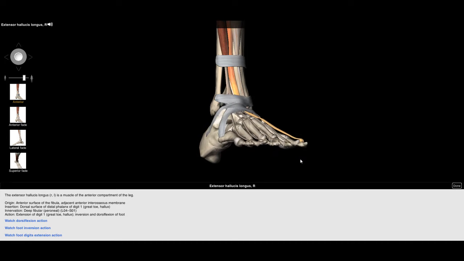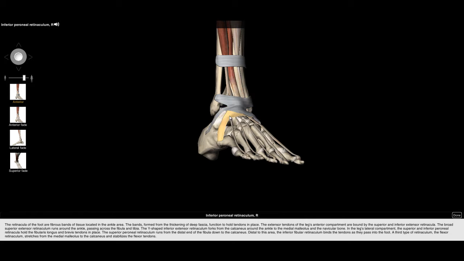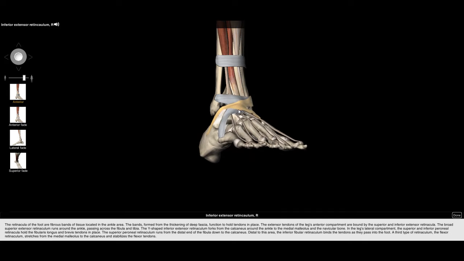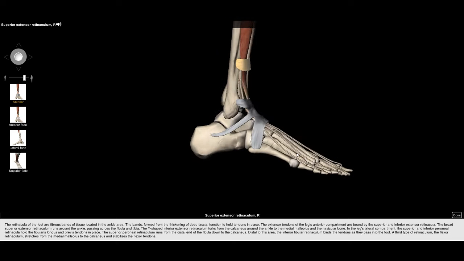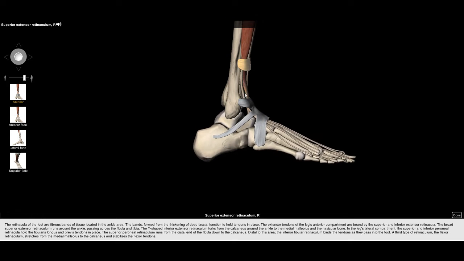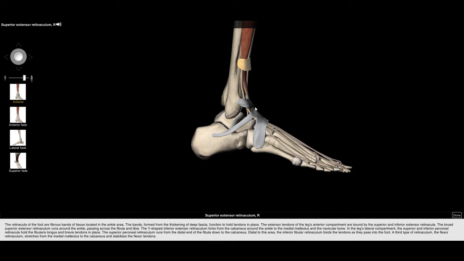But one of the structures that I want to point out to you guys is these retinacula. So the inferior peroneal retinaculum, the inferior extensor retinaculum, the superior peroneal retinaculum, and the superior extensor retinaculum. And what these retinacula do is help to pull down and stabilize these extensor tendons.